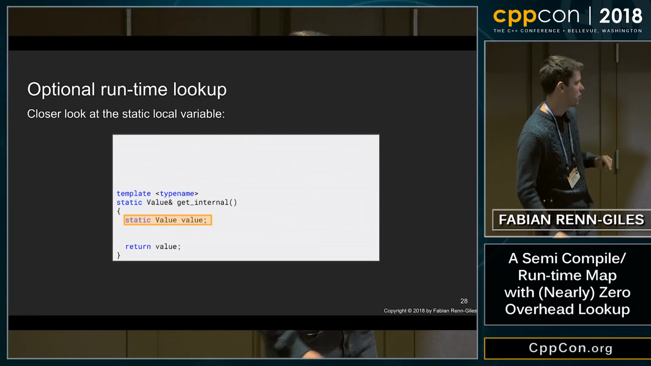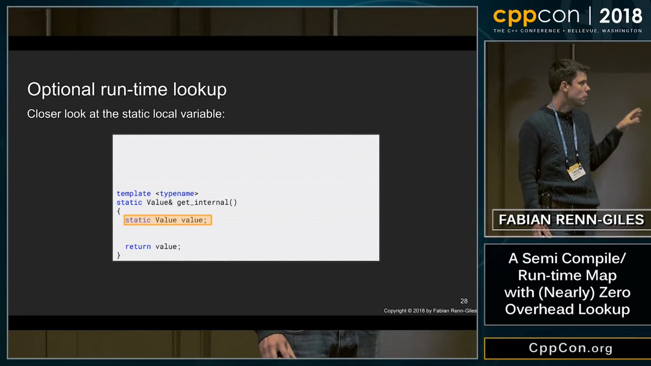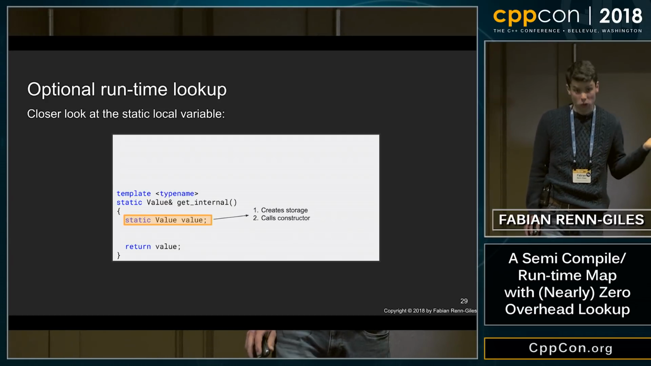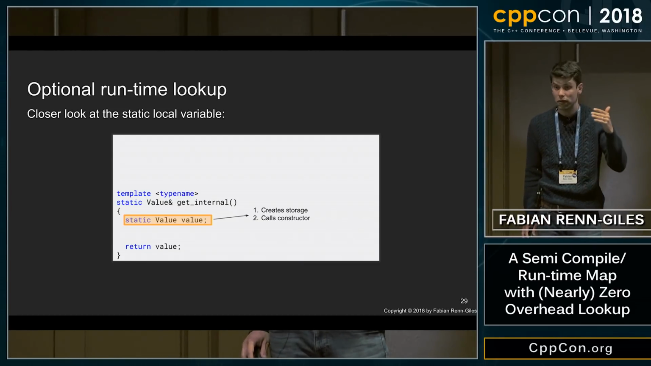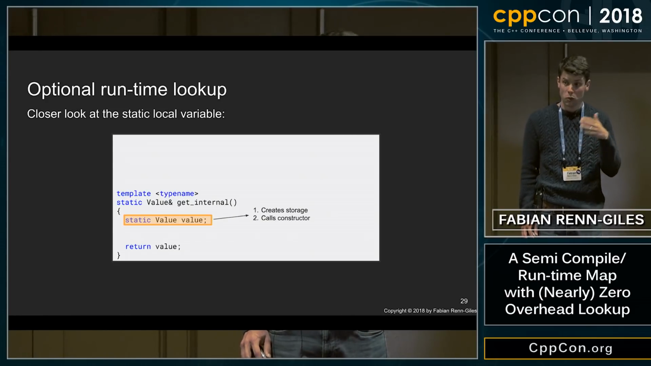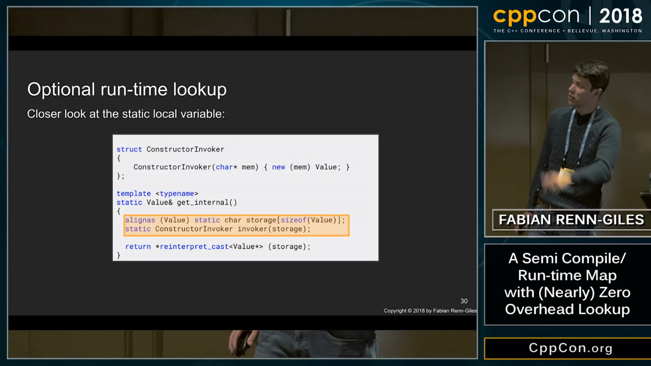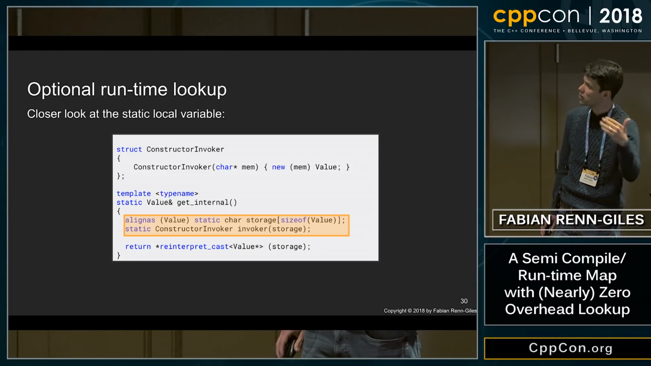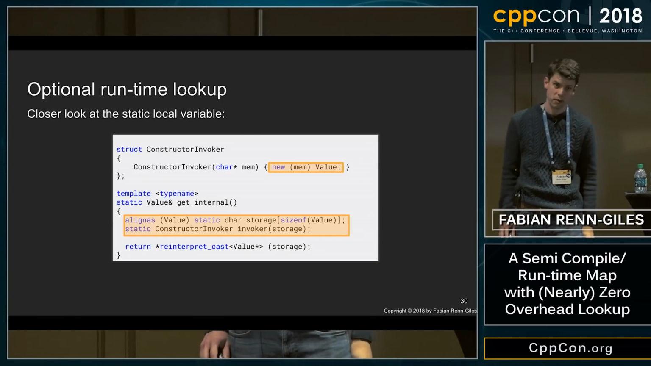Let's go back to the original code, okay? Here we have our static local. So what's the compiler actually doing when it sees the static local? Well, one, it's going to create storage for the static local. And second, if you're going to access this value for the first time, it's going to call the constructor. So we're going to make this a bit more explicit. The first line creates the storage for our static local, and the second line, the first time you execute that line, it's going to invoke the constructor via placement new, okay?